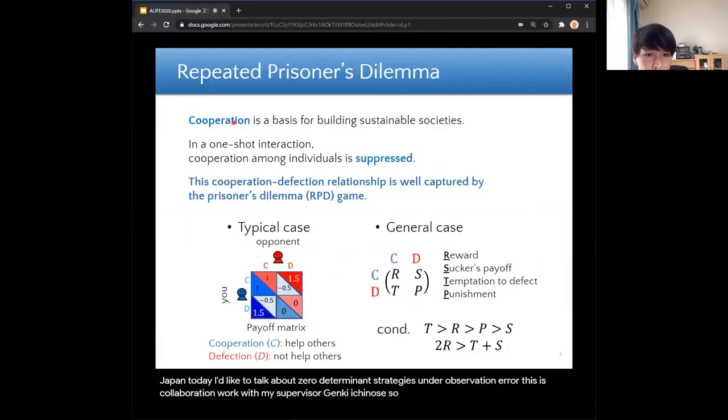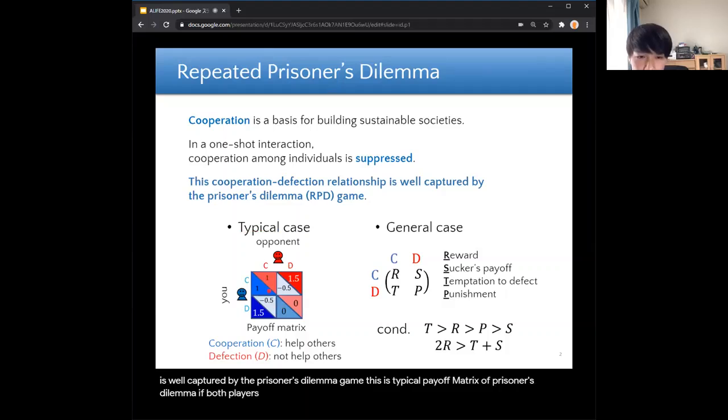So, cooperation is the basis for building sustainable society. In a one-shot interaction, cooperation among individuals is suppressed because cooperation takes cost to the actor, but defection does not. This cooperation-defection relationship is well captured by the prisoner's dilemma game. This is typical payoff matrix of prisoner's dilemma.